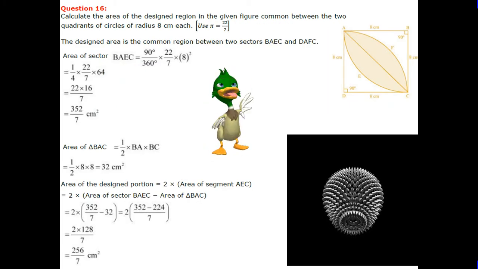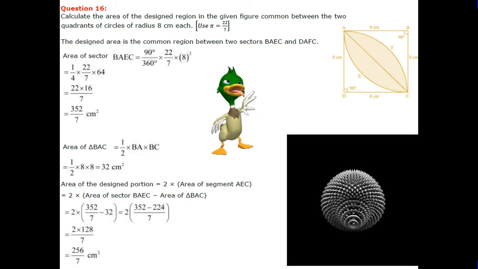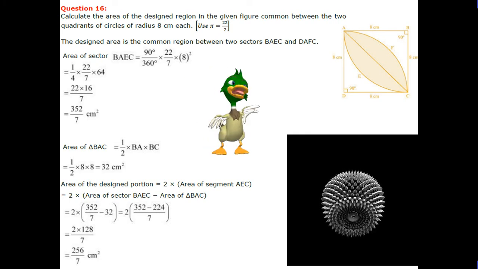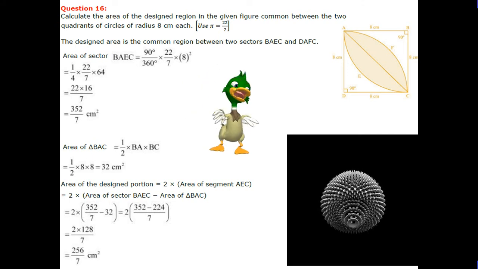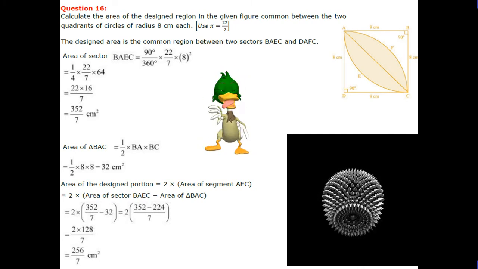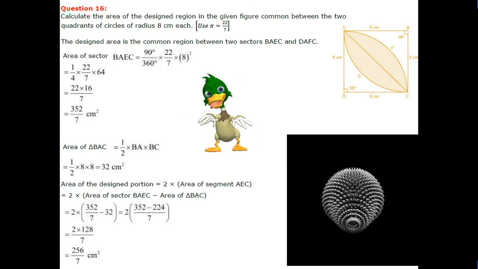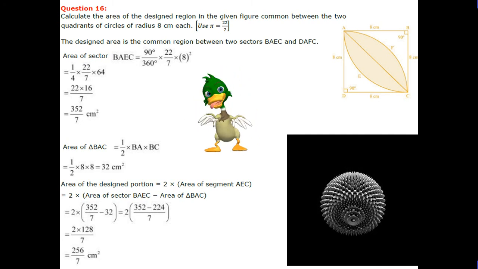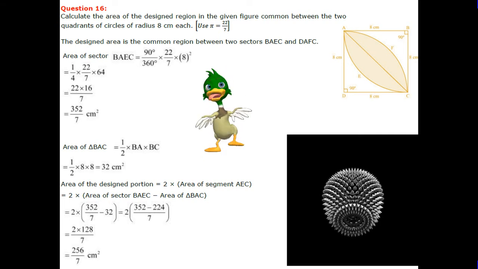Question number 16. Calculate the area of the designed region in the given figure common between the two quadrants of the circles of radius 8 centimeter each, using pi equal to 22/7. The designed area is the common region between the two sectors BAEC and DAFC. Area of sector BAEC equal to 90 upon 360 into pi 22/7 into 8 square. We get 352/7 centimeter square.